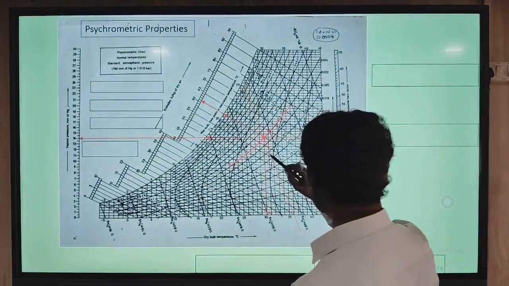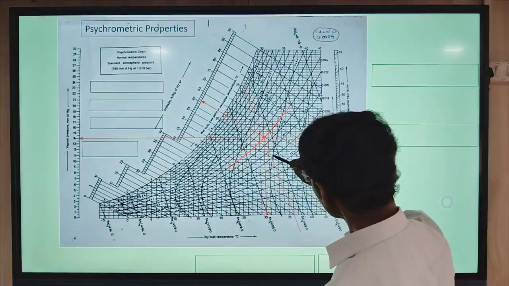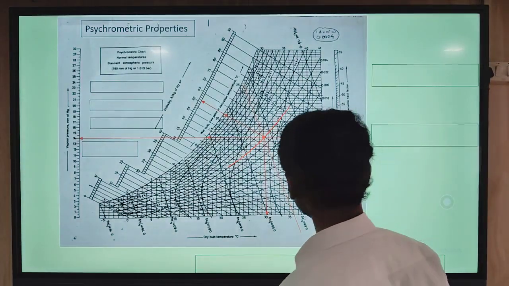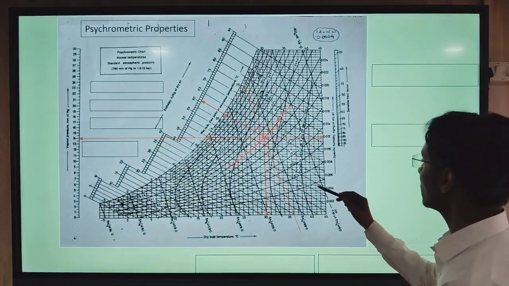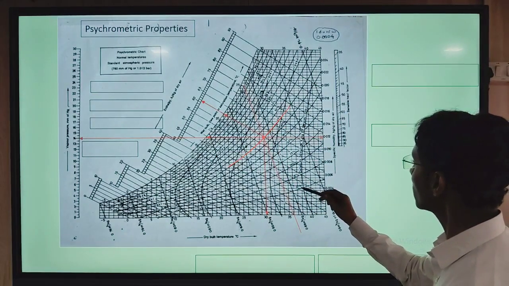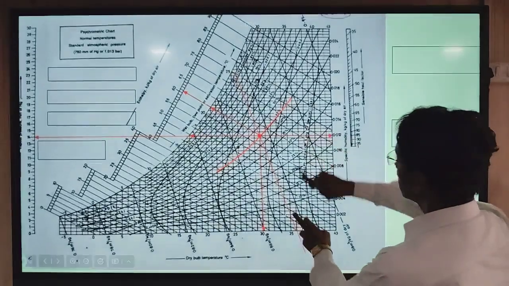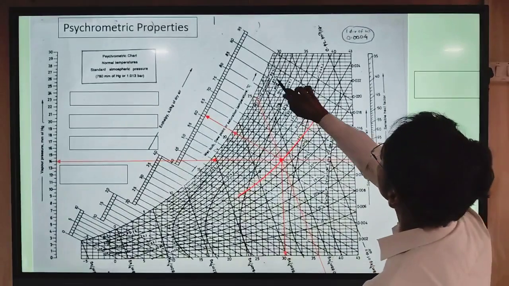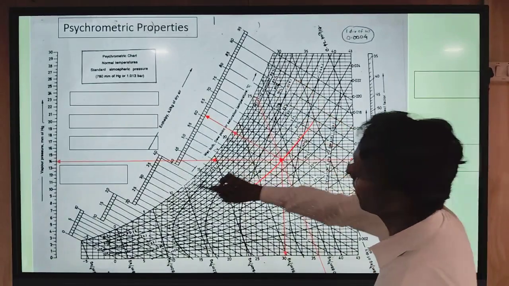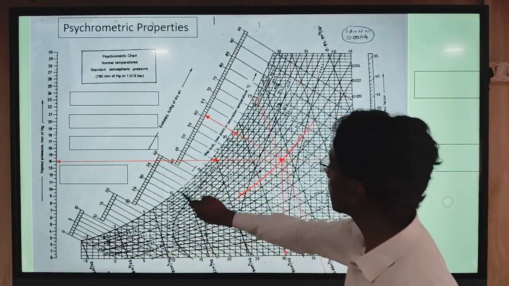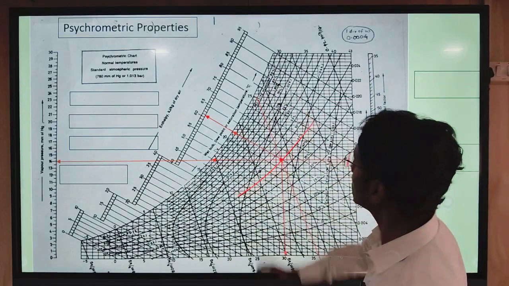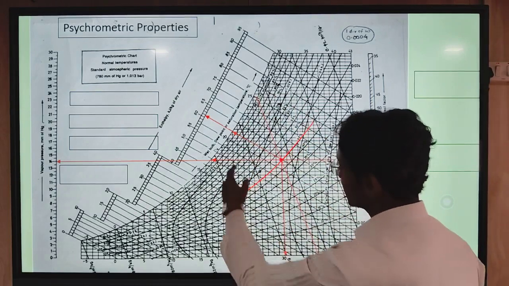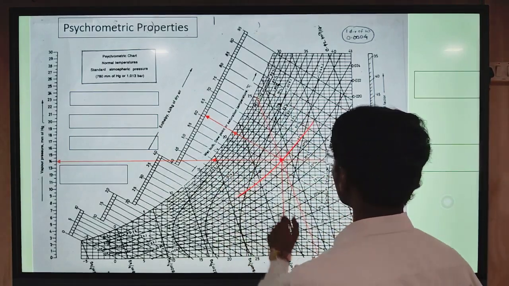Then you will find the curved lines. These lines are of relative humidity, starting from 10%, 15, 20, 25, and in this way up to 90, then 95, and the last curve is the line of 100% relative humidity. It is also called the saturation curve of the psychrometric chart.